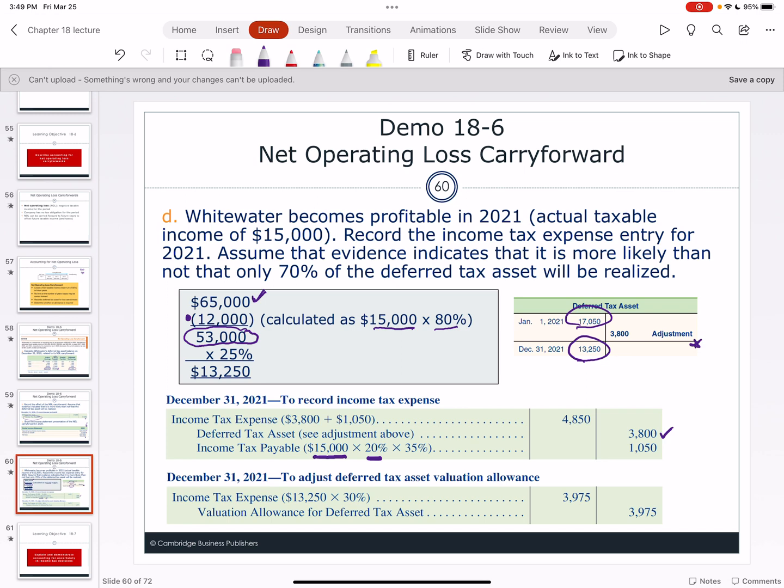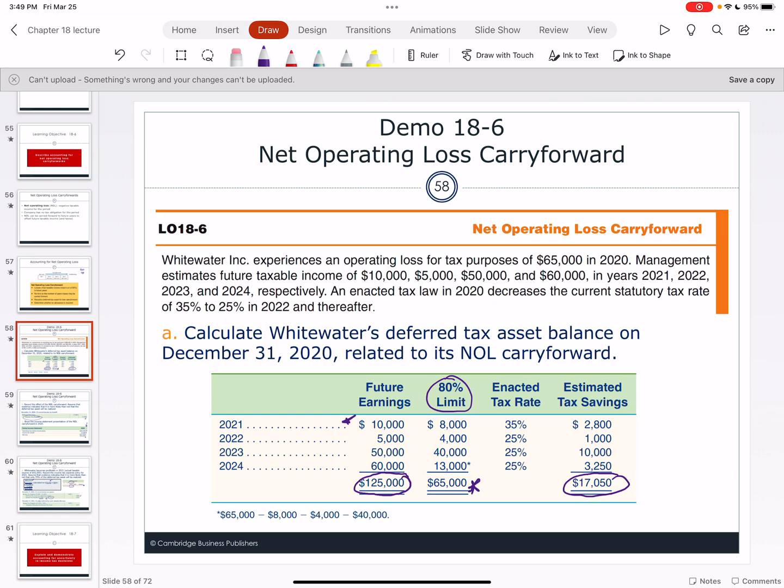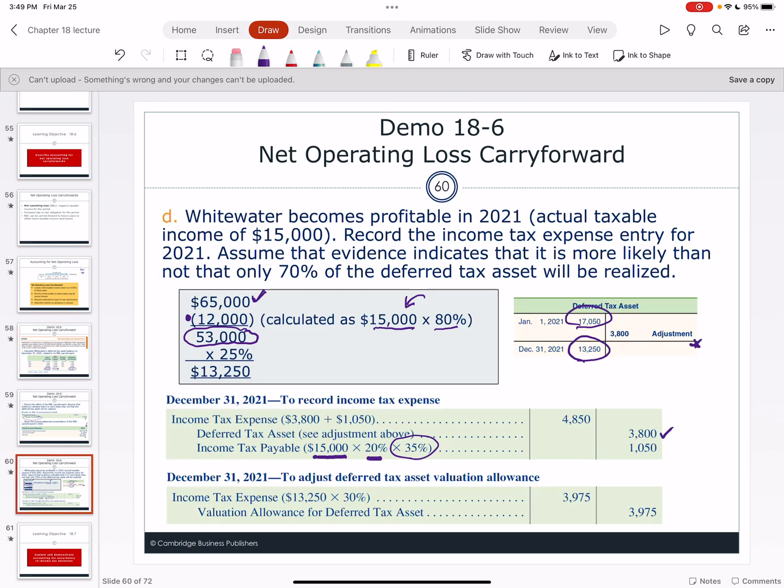Sorry, you guys, I'm stumped for a second. Oh, yes, because we were able to deduct, we only have to pay 20% of this $15,000, right? Times 35%, which is our new rate. Is that what they've told us? Let me just go back and be sure. In 2022, yes, we got that new rate. All right, that gives us the total of the 1,050. When I add the two together, I get back to my income tax expense.